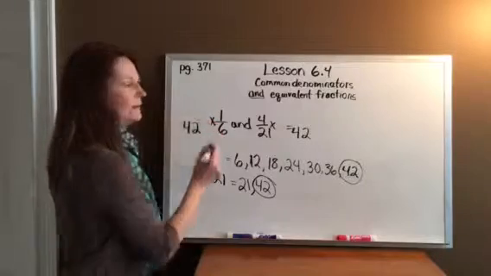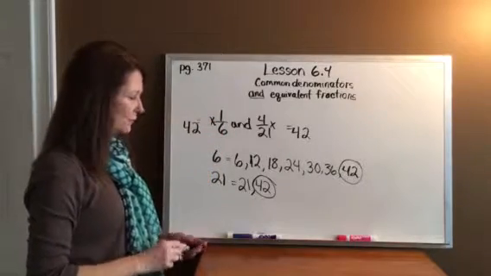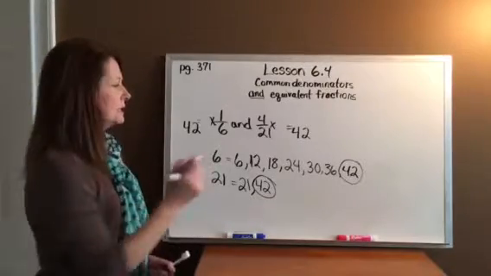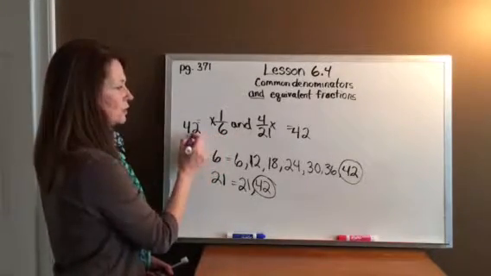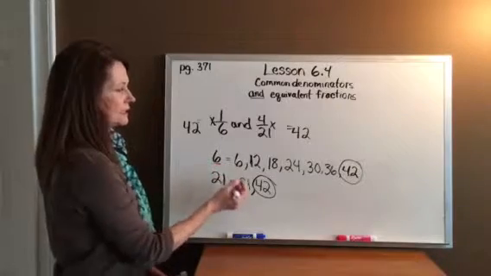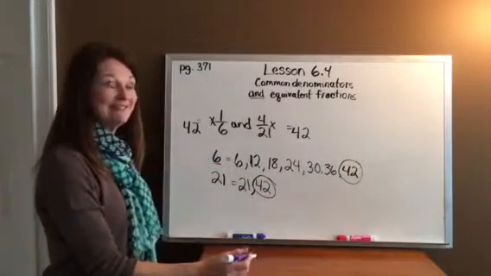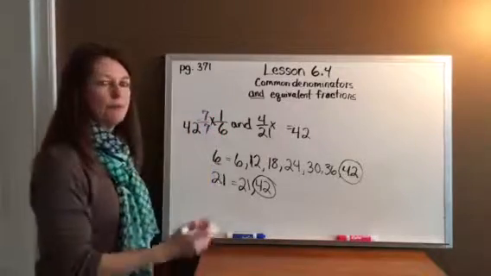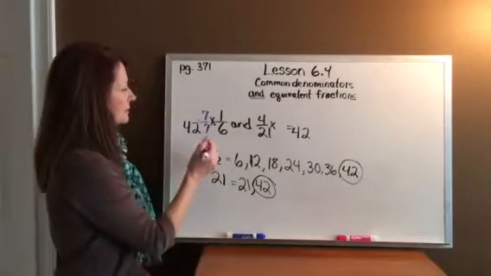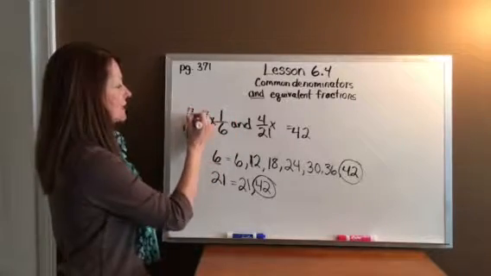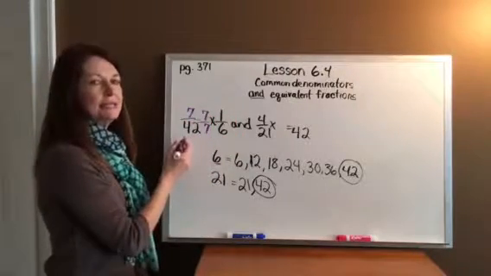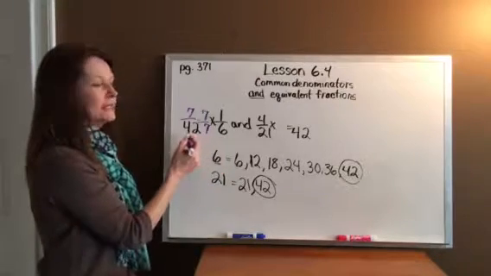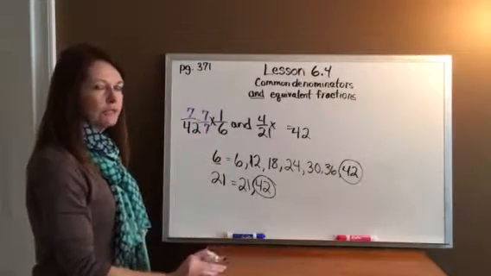Now, how do I figure out what that number is? Well, here's how. I'm going to be saying to myself, 6 times what was 42? 6 times 7 was 42. So I'm going to multiply both the top and the bottom number by 7. So 7 over 42. This is an equivalent fraction to 1/6. 1/6 and 7 over 42 are equivalent.